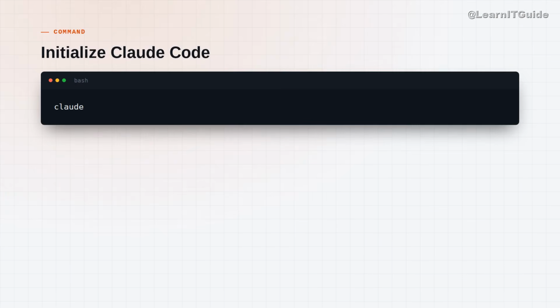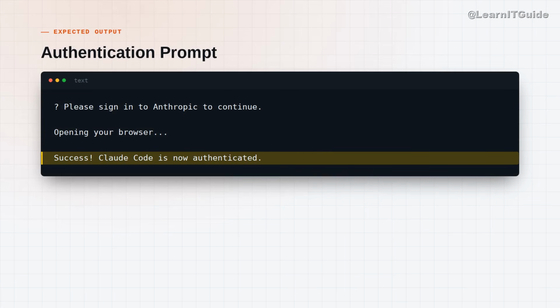Now let us initialize the agent. Just type claude in your terminal. This will trigger the authentication flow. It will prompt you to open a browser window and sign into your Anthropic account. This is a one-time setup that stores your credentials securely in your home directory. When you see this success message, your CLI is now linked to your API account. The tool is ready to read your files and suggest changes.